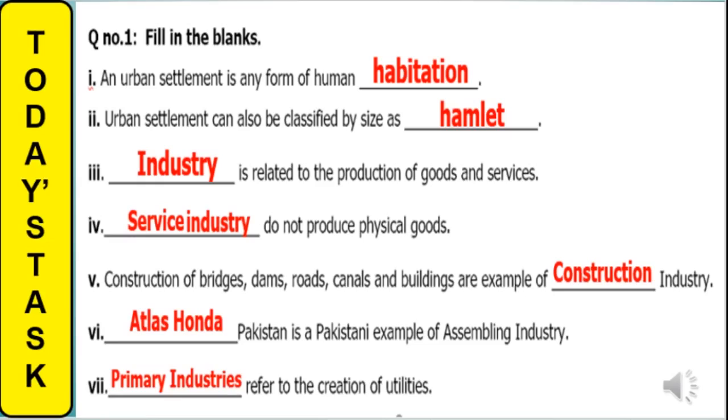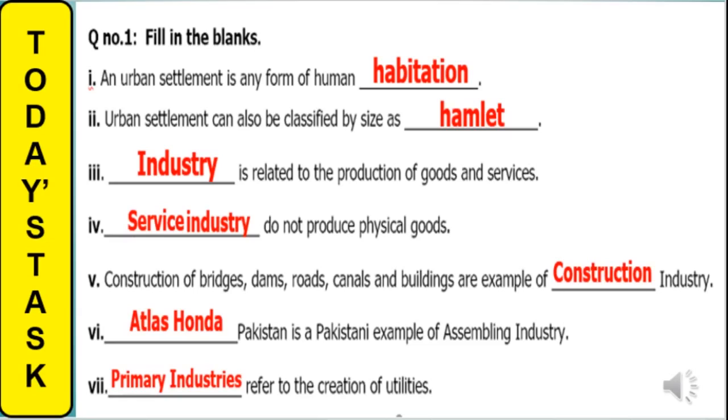So the first blank is an urban settlement is any form of human habitation. Secondly, urban settlement can also be classified by size as hamlet. Third, industry is related to the production of goods and services. Fourth, dash do not produce physical goods. The answer is service industries as it produces services.